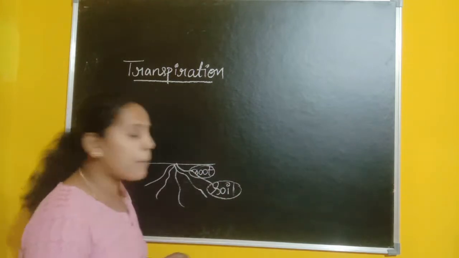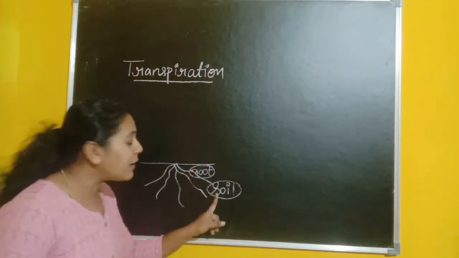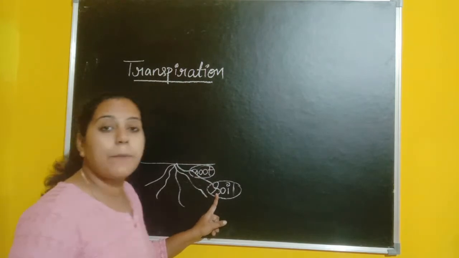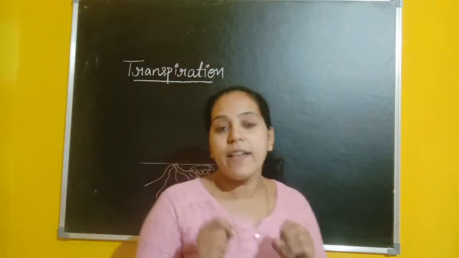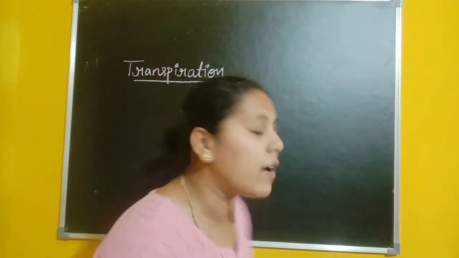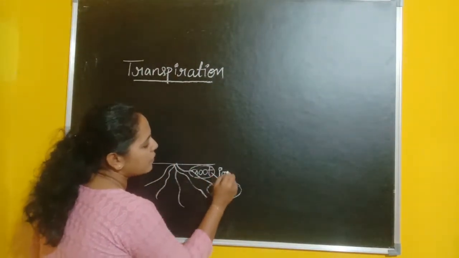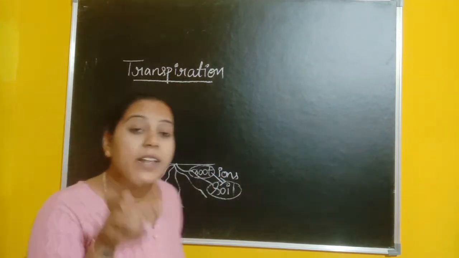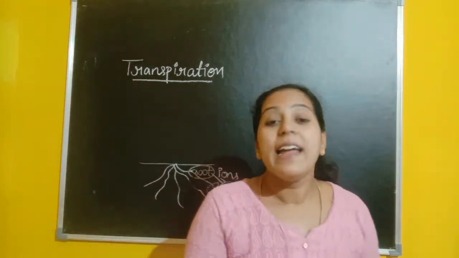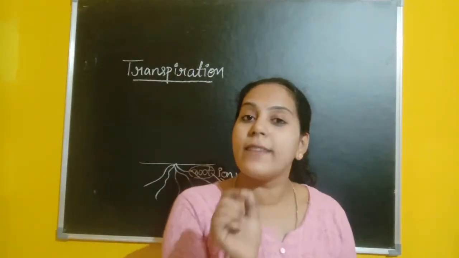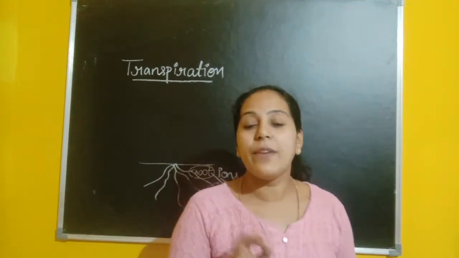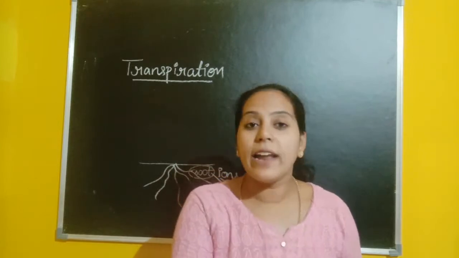The roots which are in contact with the soil take up the ions from the soil. As the root is taking the ions from the soil, it creates a change in the concentration of ions. Roots are in contact with the soil.